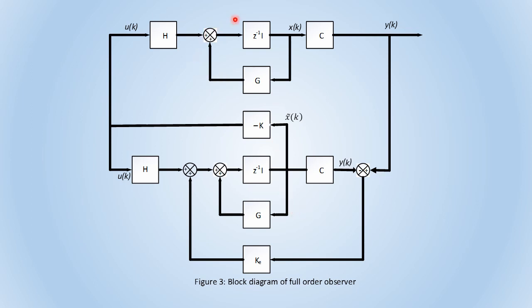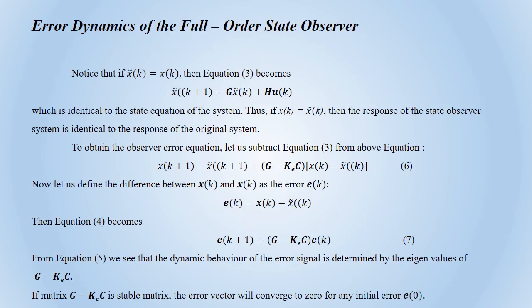Here is our system represented in the form of a state model. Here is the output y of k. This is nothing but our observer, the state observer. What will the state observer do? From the input and from the output, for a particular input, this estimator will estimate the state x tilde of k, and when it is given as input to C, it will calculate y tilde of k. That in turn will calculate the error, and this error has to be multiplied by the matrix Ke, and we have to once again put this error into the system, so this is the error dynamics. x tilde of k plus 1 is nothing but G x tilde of k plus H u of k, where x tilde indicates the estimated state variable.